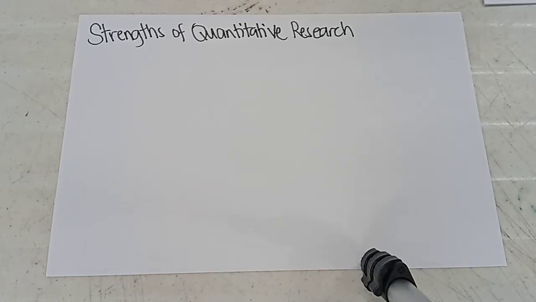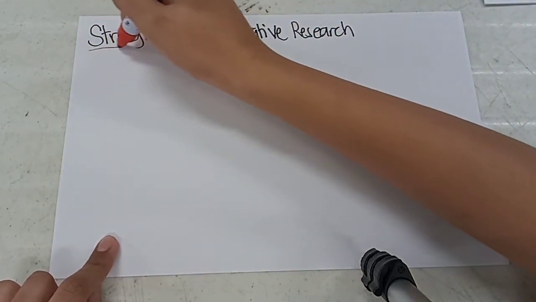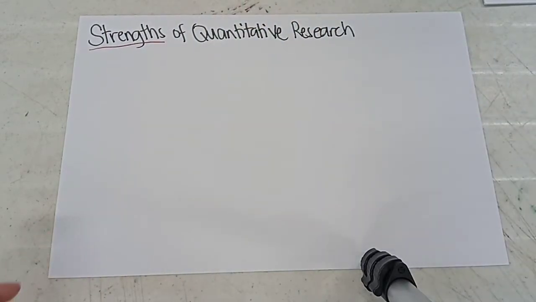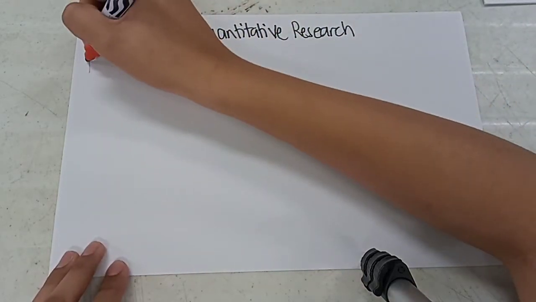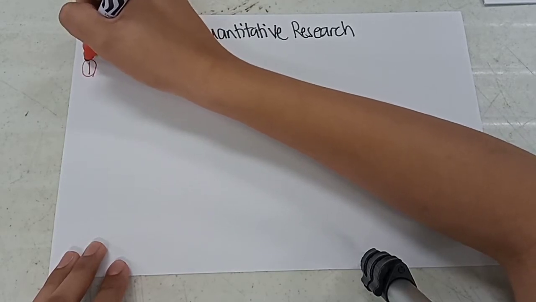So, proceeding with the deeper discussion of our topic regarding quantitative research, we will now proceed to the different strengths of quantitative research. Whenever we say strengths, we are talking about the advantages of quantitative research. Meaning to say, what are the different advantages of conducting quantitative research or using quantitative research in various studies. So let us first have the first advantage or the first strength.